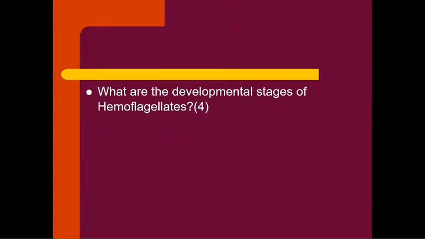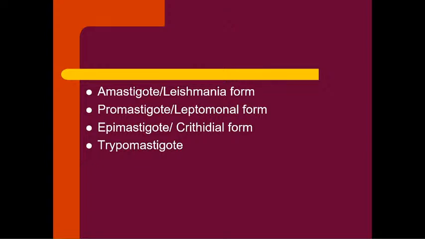Now, there are developmental stages for hemoflagellates. Please don't forget these terms. Okay? Amastigote, promastigote, epimastigote, and trypomastigote. They have several terminologies associated with each. The Leishmania form is the amastigote stage. The promastigote form is known as the leptomonal form. Epimastigote is the crithidial form. And trypomastigote is basically the trypomastigote.